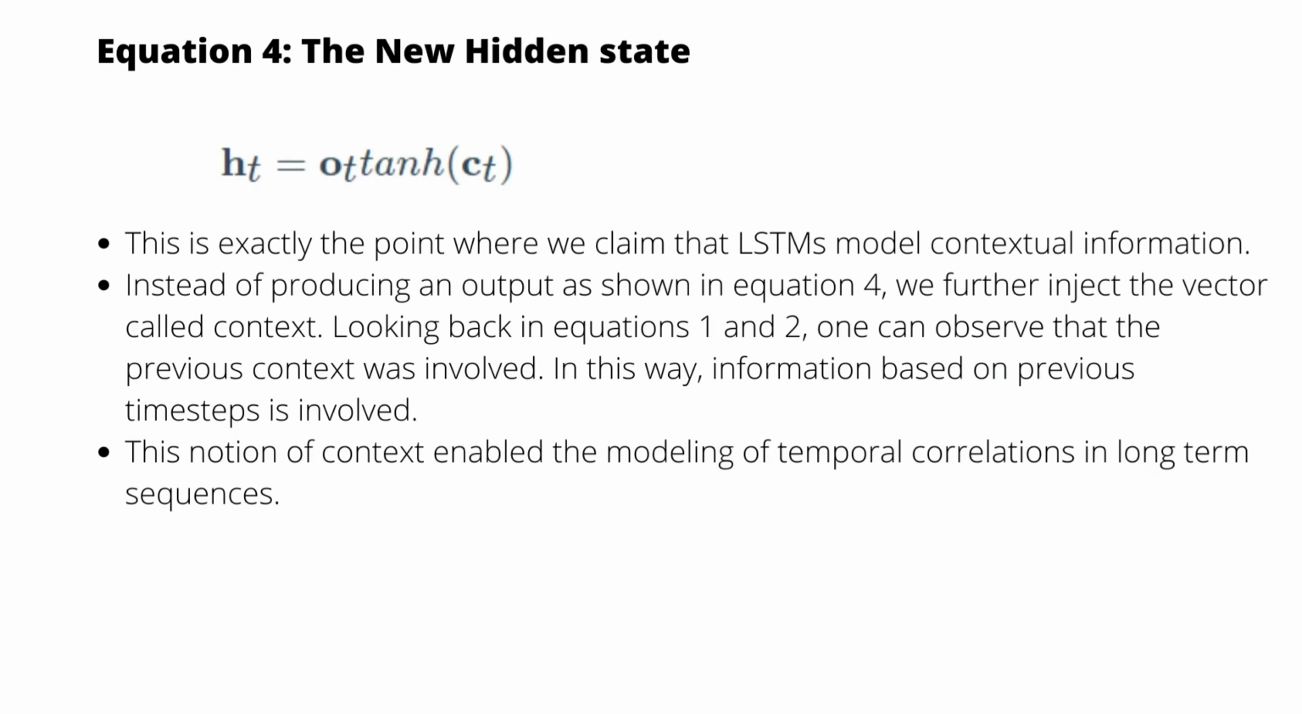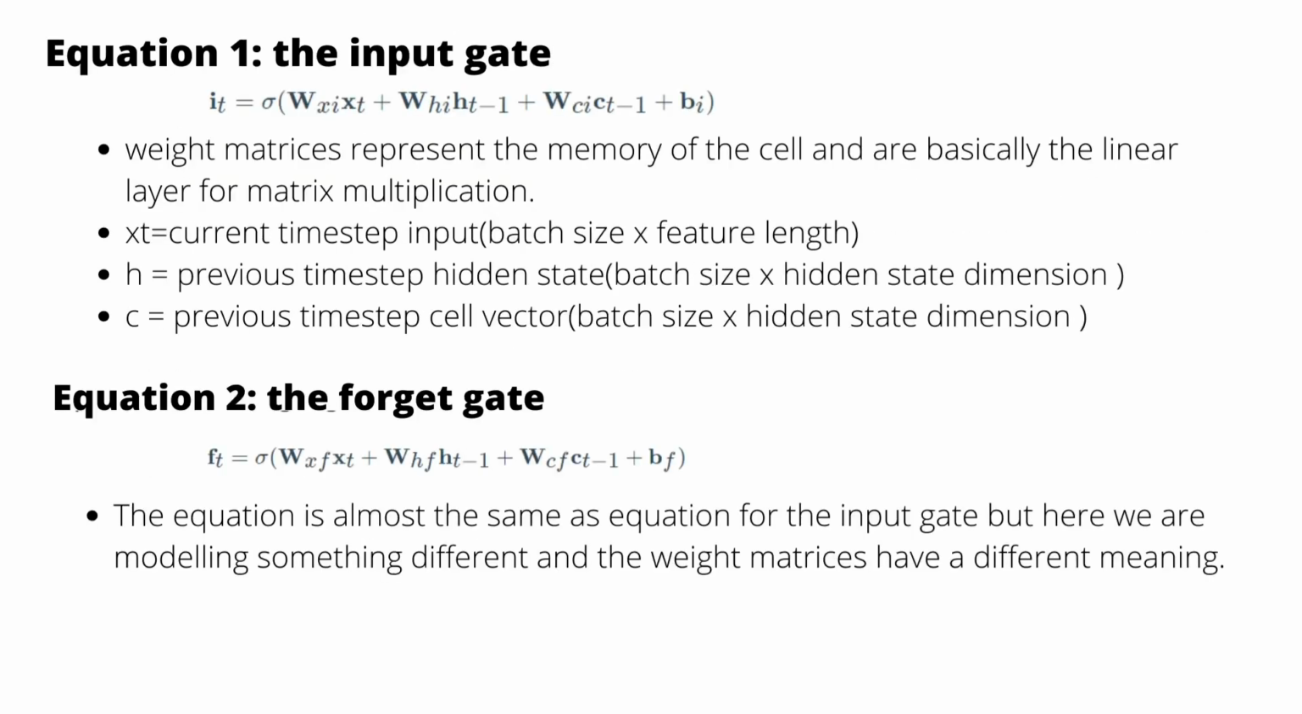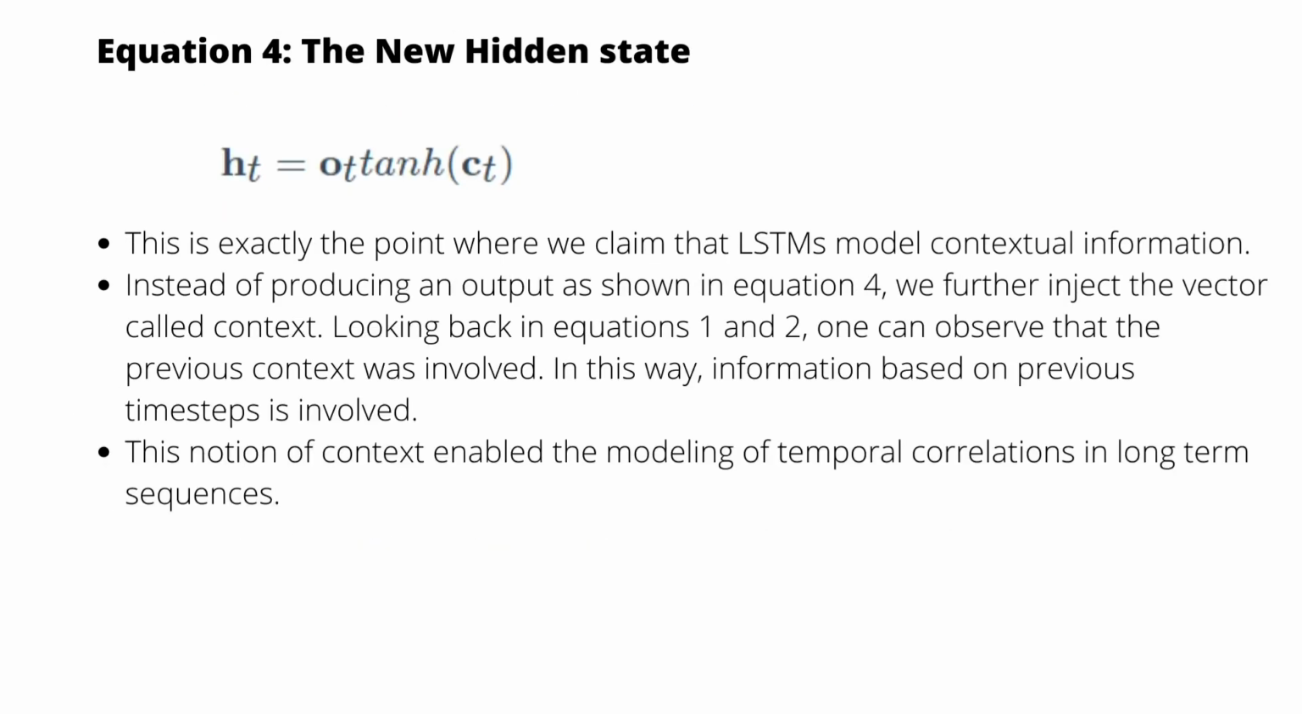So this is basically a mix of the new context vector ct with the calculated output vector ot. This is exactly the point where we claim that LSTMs model contextual information. So instead of producing an output as shown in equation 3, we further inject the vector called context. So looking back at equations 1 and 2, we can observe that previous contexts were involved. Wherever there is t minus 1, you know that the previous context was involved. And finally, the information based on previous time steps is involved in calculation of ht, because we calculated ot based on ct and ht minus 1 also, and ct also had information from the previous time step.